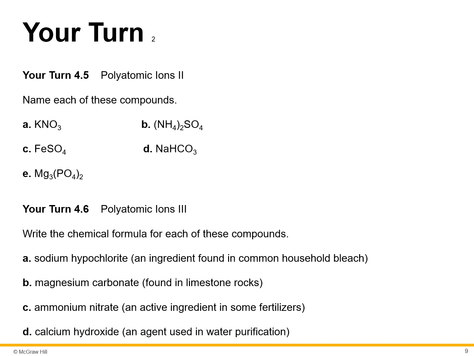Let's try a few here. We have a bit of time. It says name each of these compounds. The first one is potassium, the K, and NO3 is nitrate. We can try this one, magnesium, Mg2 plus, and the PO4 is a phosphate. So it would be magnesium phosphate.